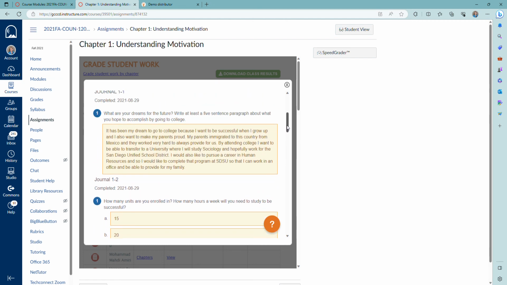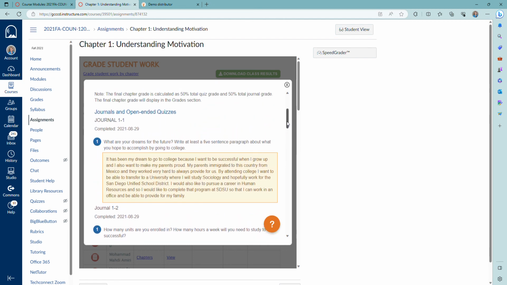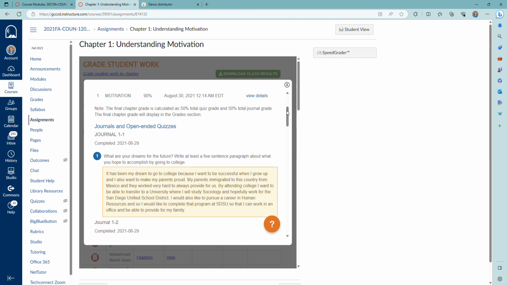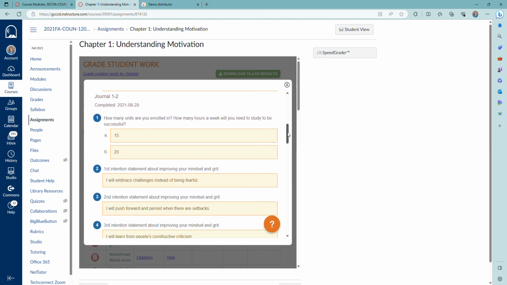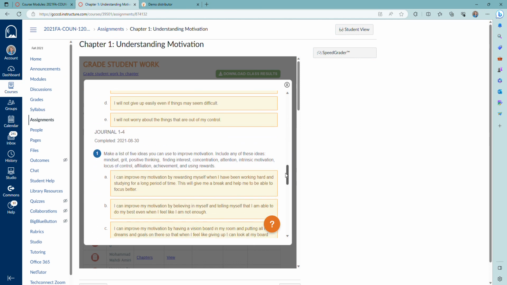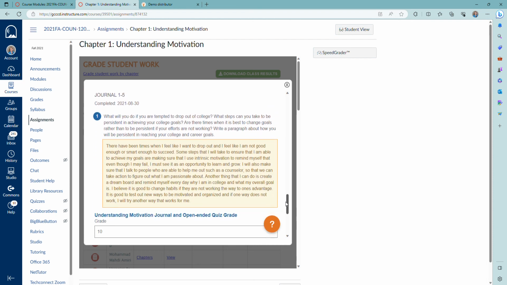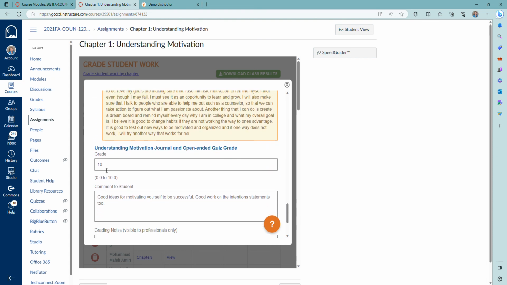I can view the journal entries. I can also see the quiz results. So after viewing the journal entries, I can assign the student a grade. So I gave the student a 10 out of 10. I can make a comment to the student. Good ideas for motivating yourself to be successful. Good work on the intention statements too. So students can view my comments.